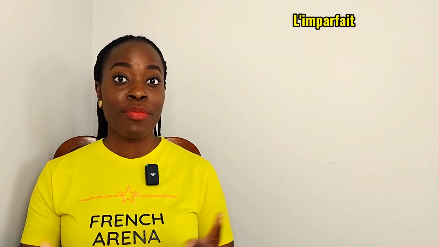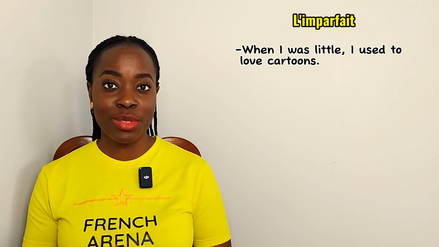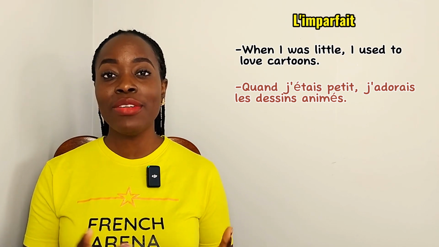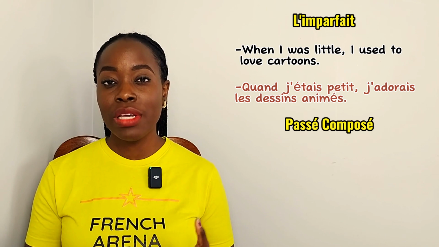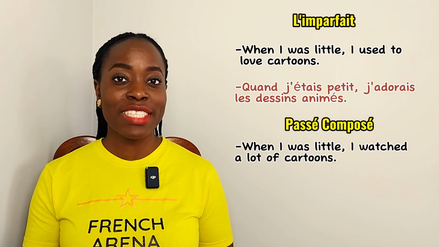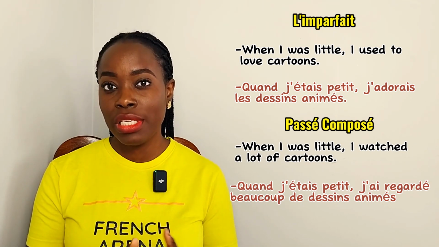Let's look at another sample sentence. In the imperfect tense in English, it would be, when I was little, I used to love cartoons. And in French, that would be, quand j'étais petit, j'adorais les dessins animés. And in le passé composé en anglais, it would be, when I was little, I watched a lot of cartoons. And in French, that would be, quand j'étais petit, je regardais beaucoup de dessins animés.